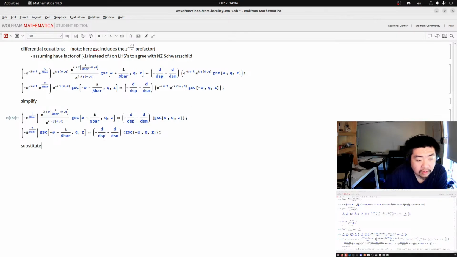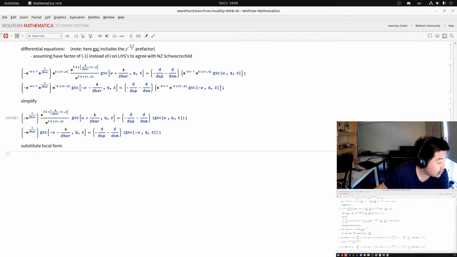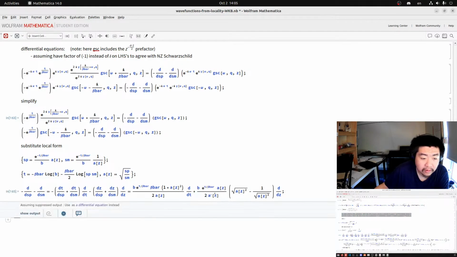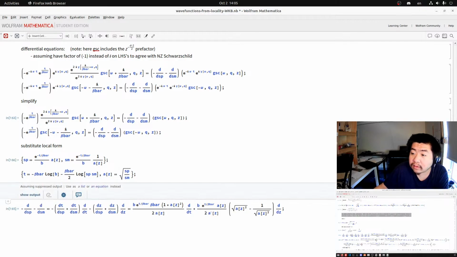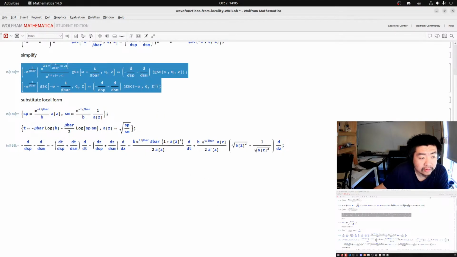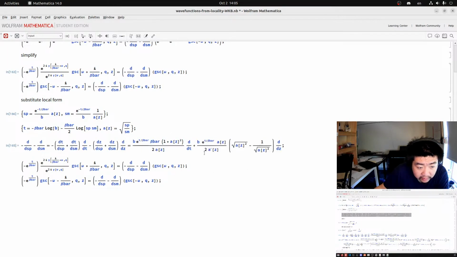Substitute local form, and the local form I want to say is this thing. So this is the local form, and once I do that, I get this also, and this. Anyways, right. So I substitute this in here, and I don't get something that's too bad.